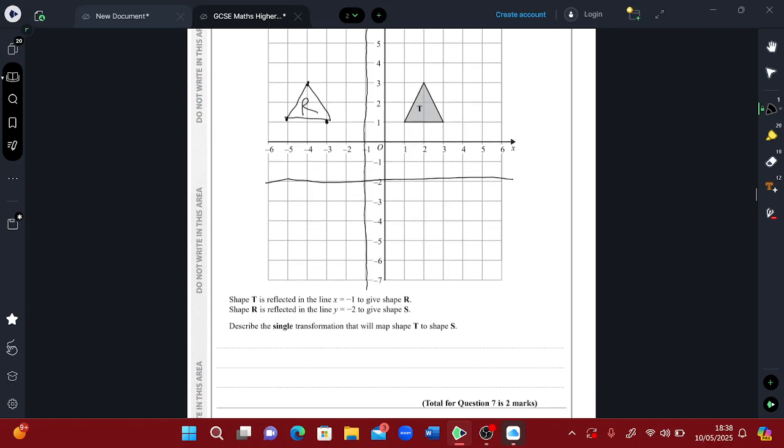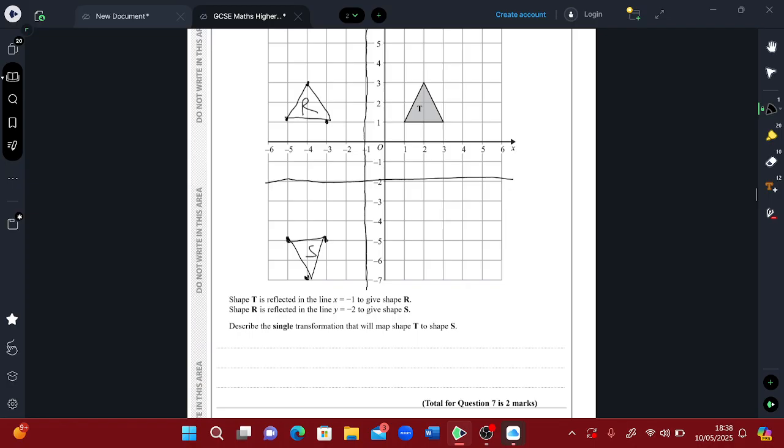And then it says R is reflected in this line here. So here it's 1, 2, 3, 1, 2, 3. Reflect this one again, that'll just be there. And then here it should be 1, 2, 3, 4, 5. And that should be S. Now, what it's saying here is how do we get directly from T to S with no middle step?